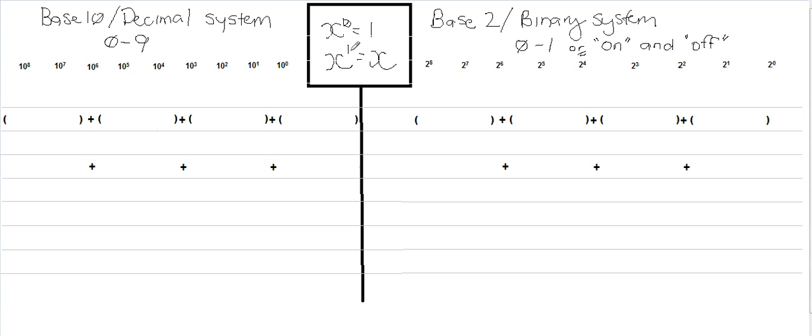Any number to the power of 1 equals that number. So 7 to the power of 1 equals 7. 2000 to the power of 1 equals 2000. That's pretty important when you're looking at the weight of each individual numeral in a number.